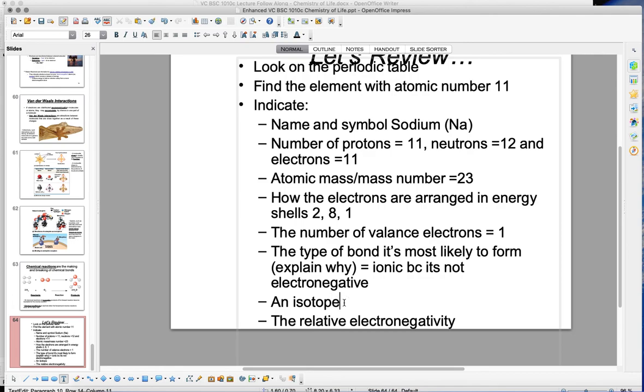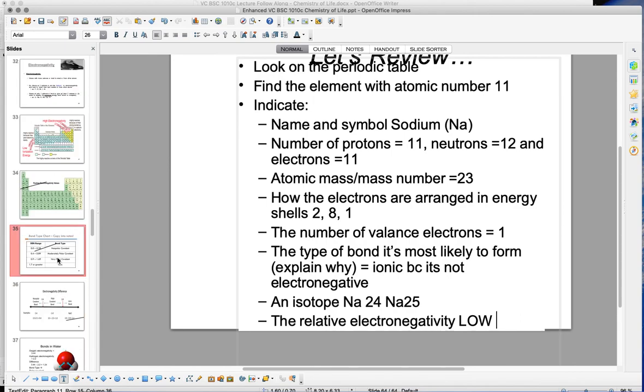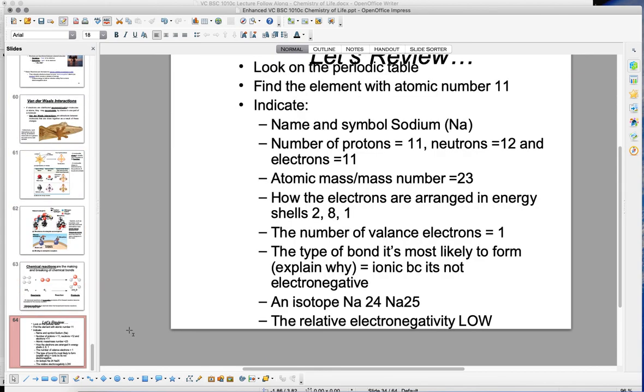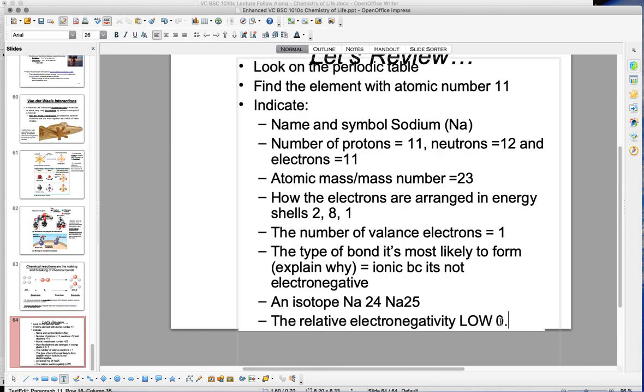An isotope would be possibly Na if we're at 23. Remember that isotopes are atoms that have a different number of neutrons. So if normally it would be 23, what about Na24 or Na25? Those would be different types of isotopes because they have a different number of neutrons. And the relative electronegativity is very low. If we go back and find our electronegativity chart, Na is going to be 0.93. So Na is low, at 0.93.